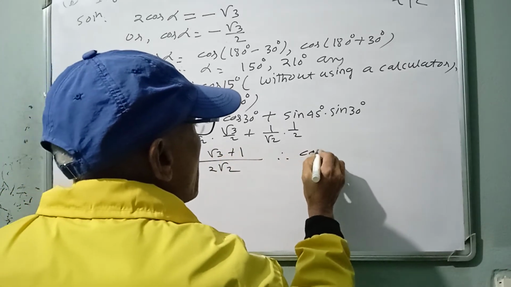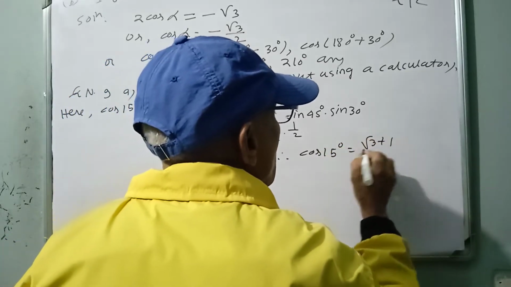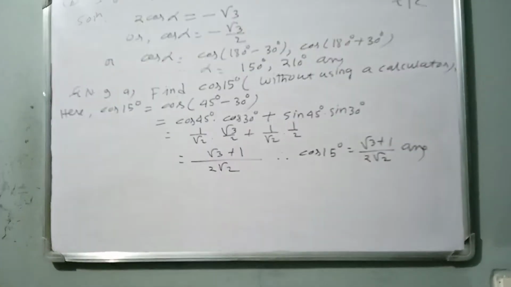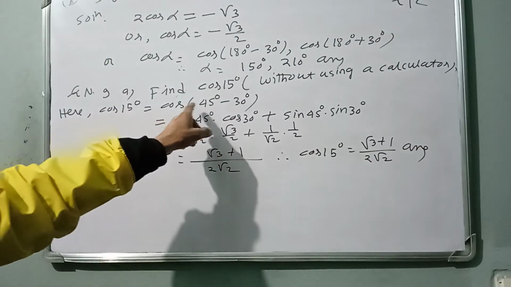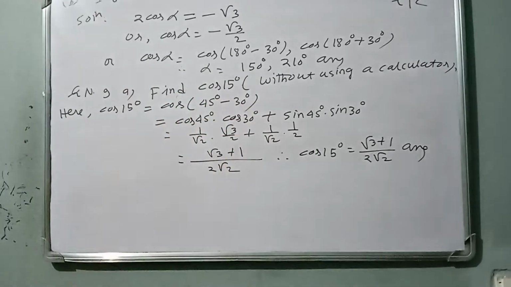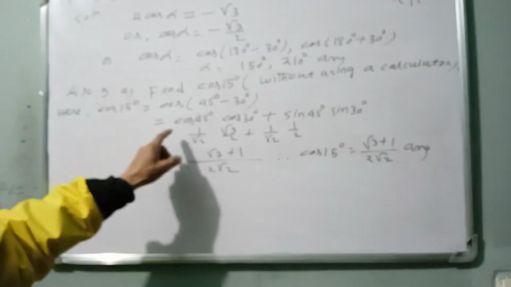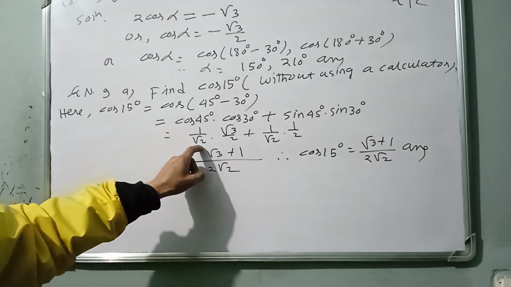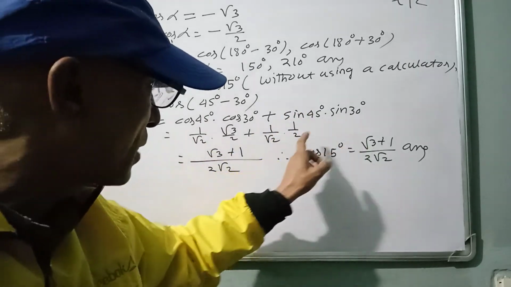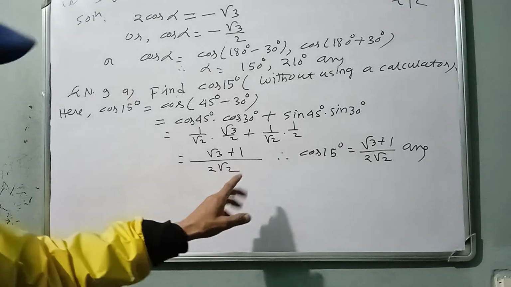Therefore, you can write cos 15 degree equal to root 3 plus 1 by twice root 2, answer. See, cos 15 degree is cos(45 minus 30), or you can also write 60 minus 45. Cos(A minus B) equals cos A cos B plus sin A sin B. Put the value of cos 45 as 1 by root 2, cos 30 as root 3 by 2, sin 45 as 1 by root 2, sin 30 as 1 by 2. Correct, yeah? Already taught in class 9.